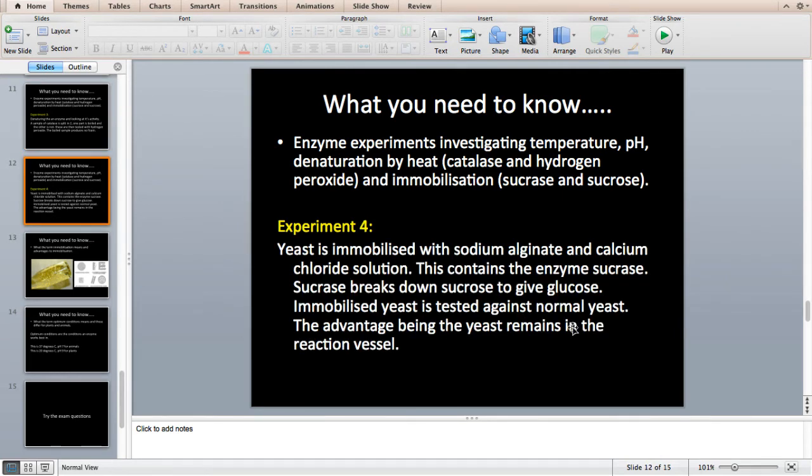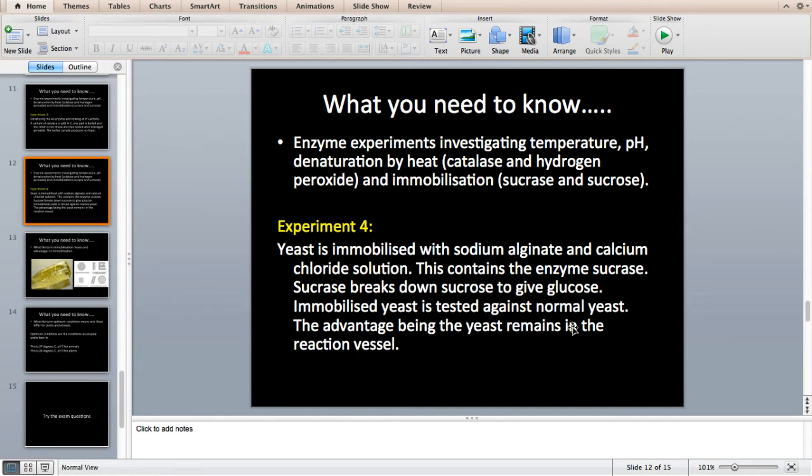Now, this is probably the toughest enzyme experiment, girls, where you immobilize yeast with 2 chemicals, sodium alginate and calcium chloride. Okay, so we put yeast into little balls. Okay, yeast contains the enzyme sucrase, which breaks down sucrose, which is table sugar, to give glucose and fructose. We then put the little yeast balls into a separating funnel, and we poured table sugar solution in on top of the yeast balls into one sample.